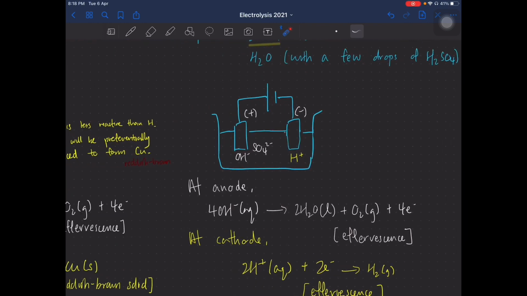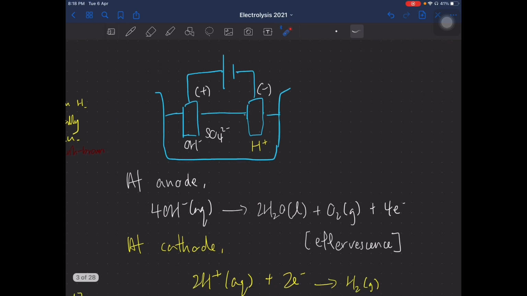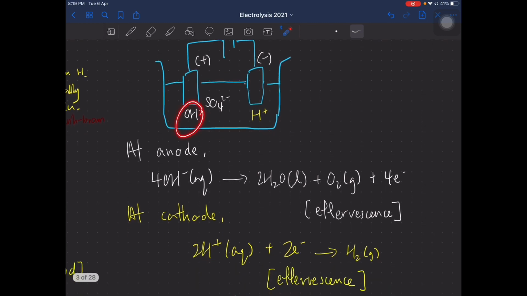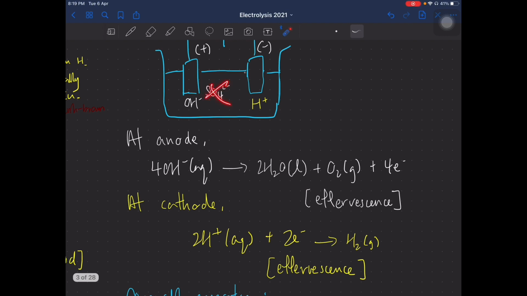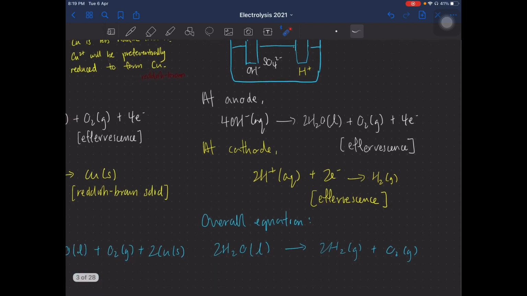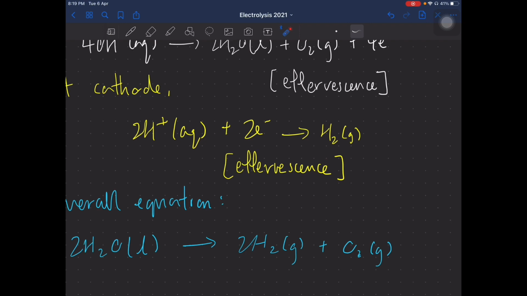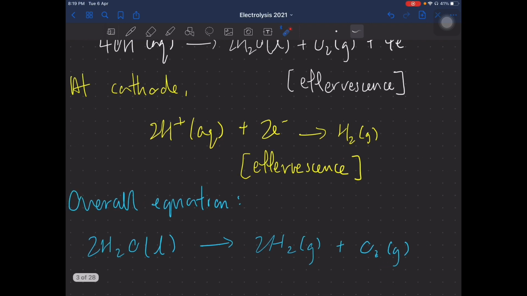So in this setup, what happens is that at the anode, you have your hydroxide ions, and at the cathode, you have your hydrogen ions. These sulfate ions came from the sulfuric acid that you added in, but it's just a small amount, so we'll just ignore the sulfate ions, okay, so that it's not so confusing. At the anode, hydroxide ions will go through oxidation as usual, and at the cathode, hydrogen ions will go through reduction. Right? These are pretty standard because there's not much of a choice. And you notice that overall, it's actually the electrolysis of water, breaking it apart into hydrogen gas as well as oxygen gas.